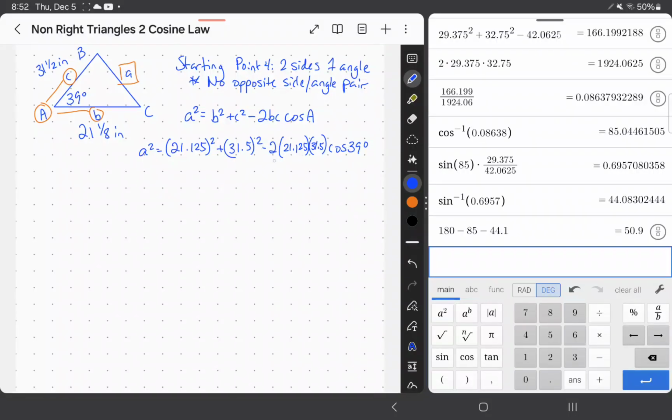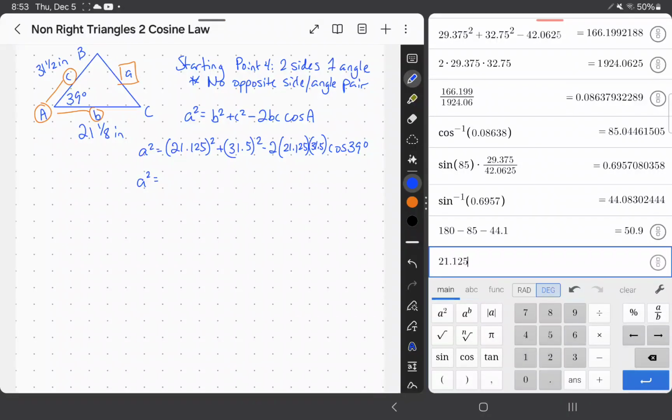And just remember, it's times the 2, the 21.25, and the 31.5. In terms of putting this into your calculator, it's not super difficult in terms of order of operations. What you see is basically what you get. You don't need to worry about hidden brackets because of fraction notation. So I'm just going to put this all in at once.